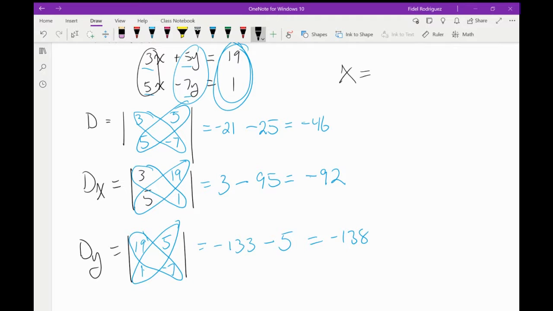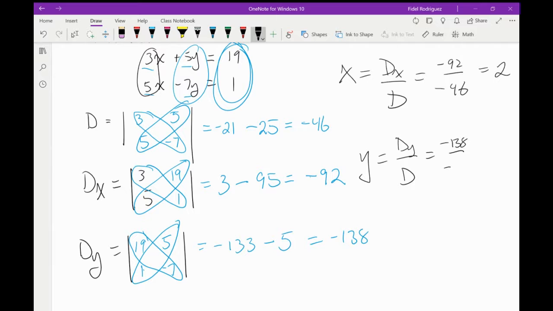And so when we find the x value, remember, we're going to take the dx number and divide it by d. So dx was a negative 92 over a negative 46, and that should just give us a positive 2. And then the y number is going to be the dy number divided by d. So this will be a negative 138 over a negative 46, and it's going to be equal to a positive 3. And so our answer would be the point 2, 3.